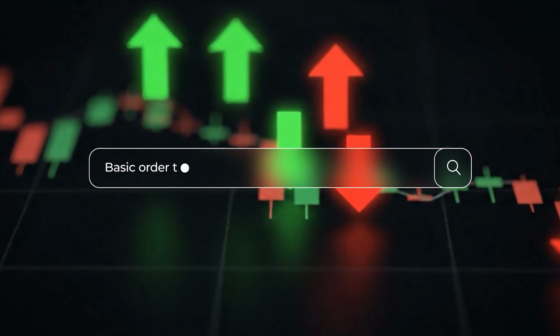Basic order types. Every trader faces the same challenge. How do I get the price I want when entering a trade, and how do I protect myself when I'm wrong? Trading success comes down to precise execution, getting in at the right price and getting out at the right time.